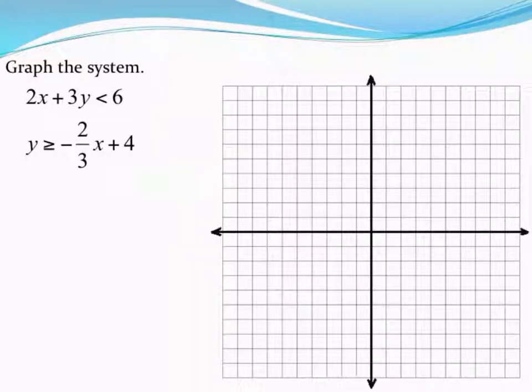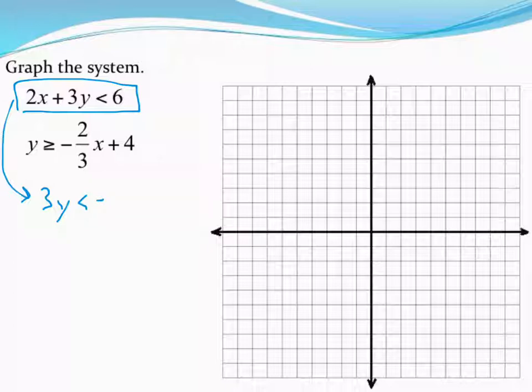So in this case, notice my first inequality is not in slope-intercept form. So I'd probably want to go ahead and rearrange that first. If you need help seeing that, I'll do that real quick. I'm going to subtract 2x from both sides. So 3y would be less than -2x plus 6, and then I'll go through and divide everything by 3.